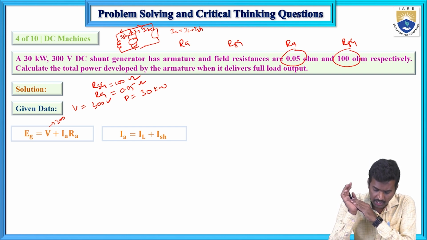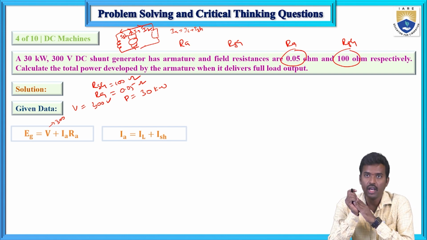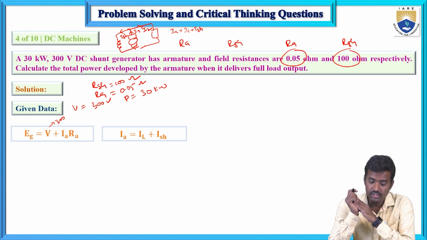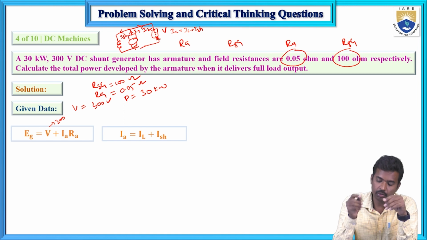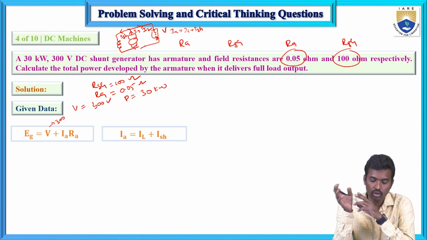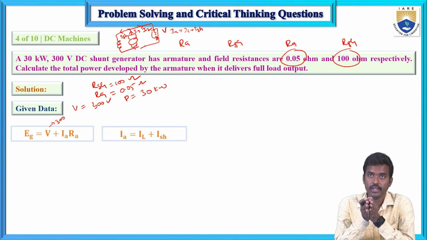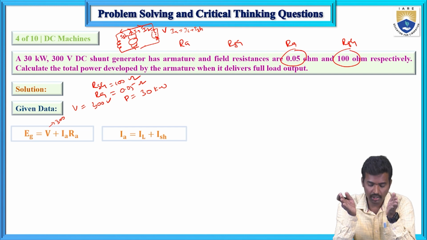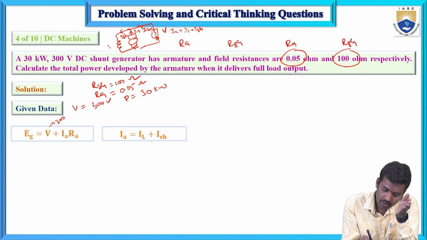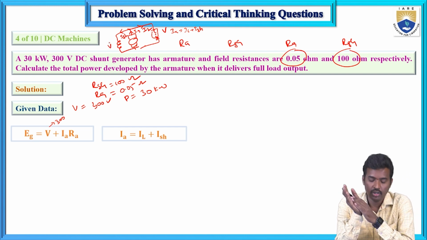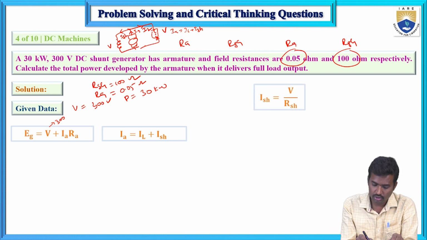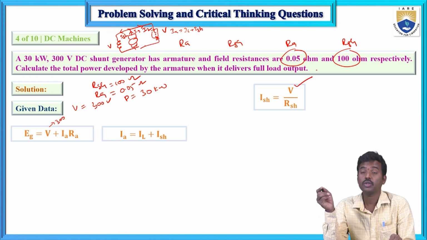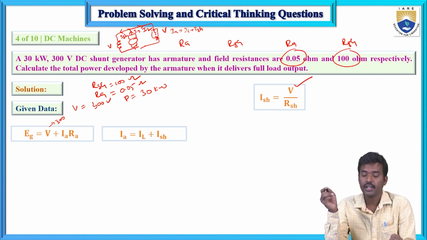Next, IL equals, what about IL and ISH? Same voltage. This is the terminal voltage, load voltage. Terminal voltage equals armature terminal voltage, same voltage, because all are connected in parallel. This field winding voltage is also V. Now from this we can determine ISH equals the total voltage divided by resistance. This one, ISH equals V by RSH.